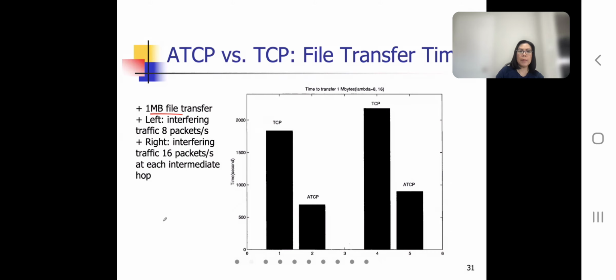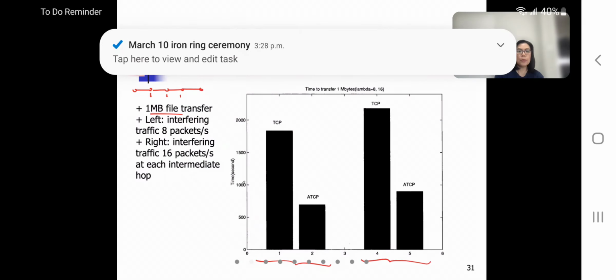They ran 2 experiments. On the left here, they would have interfering traffic of 8 packets per second. That means the intermediate nodes, right? So we have the intermediate nodes here. In addition to this connection, the intermediate nodes here would inject 8 packets per second. And on this side, they would inject 16 packets per second, right?